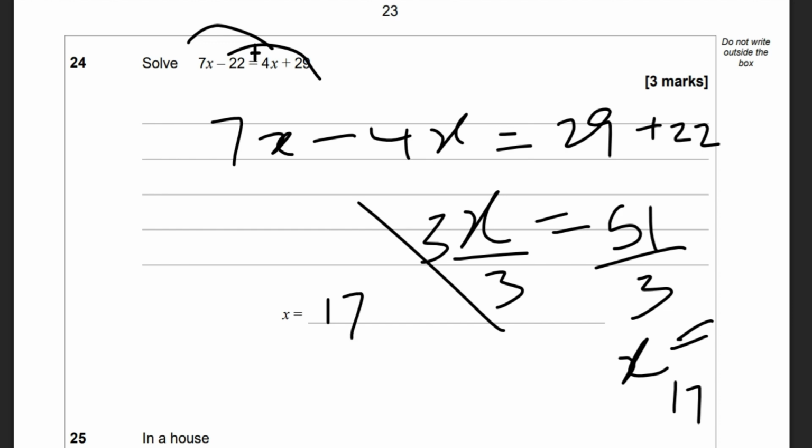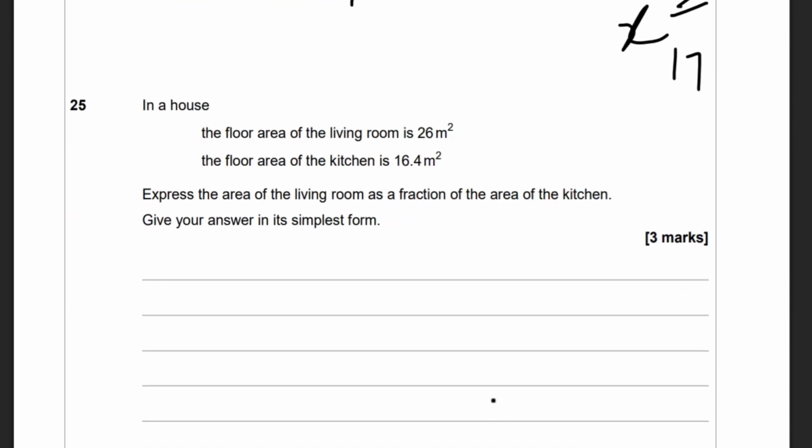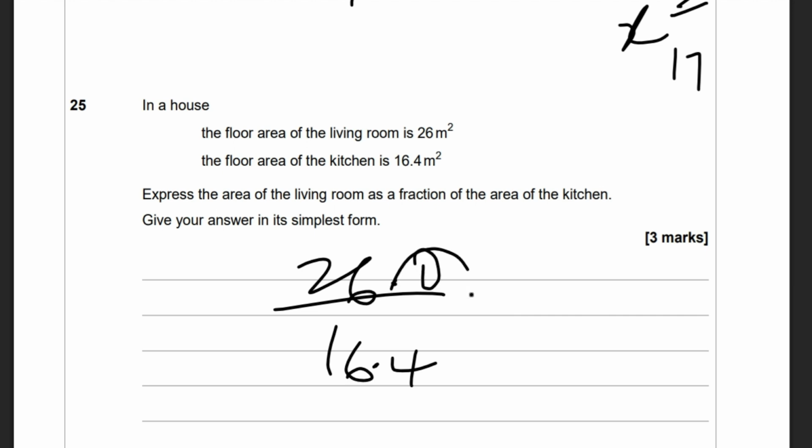Then, in a house, the area of the living room as a fraction of the area. So 26 divided by 16.4. So 26 is 26.0. You move one time and move one time. Moving is doing times 10 so that you get rid of the point. So 260 over 164.